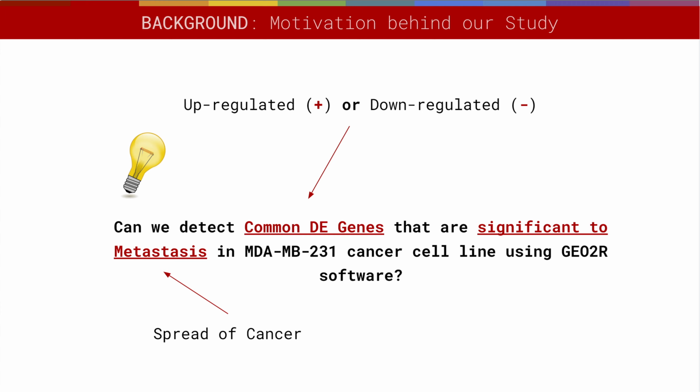The motivation behind the study is asking ourselves whether we can detect common differentially expressed genes that are significant to metastasis, which is basically the spread of cancer, and particularly in the specific cell line, just for the limited scope and being more in depth into finding what kind of insights we could uncover from this.